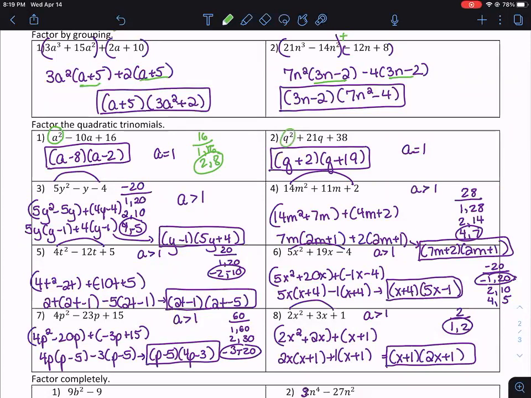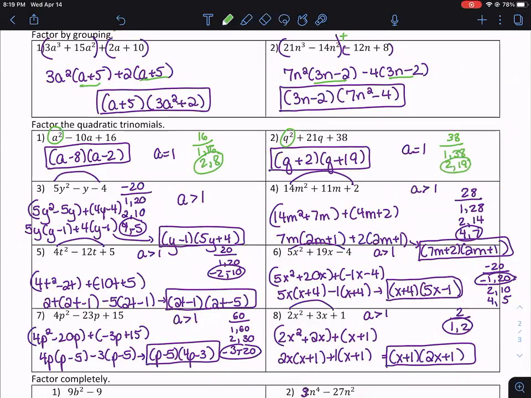Number 2, same deal. You have a 1 in front of the q squared. That means you're going to have q and q. 38, so we're looking for factors of 38 that give us 21. 1 and 38, and then 2 and 19 were the lucky numbers. Since everything is positive, your factors are positive.